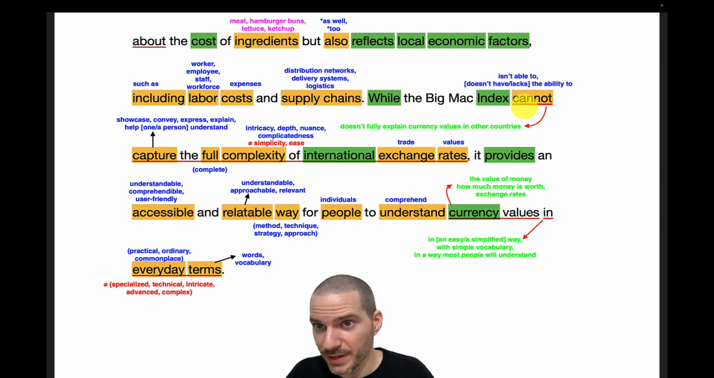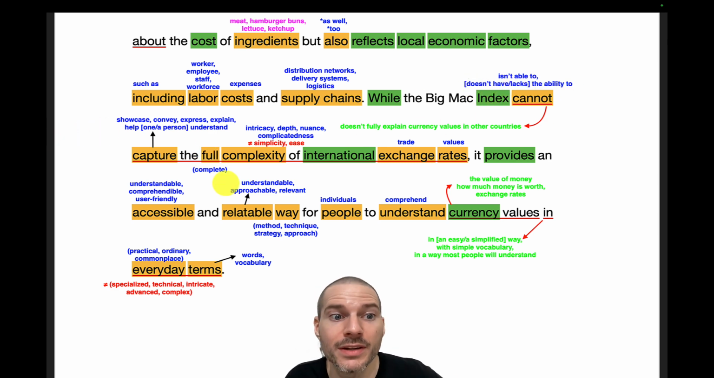While the Big Mac Index cannot capture, so let's start with cannot here. Can is a verb. The adjective for can is able, and the noun for can is ability. You use them all different ways though, and I want to show you how to use them. While the Big Mac Index isn't able to capture, see, that's how you use able. Or I can say doesn't have the ability to capture, or lacks the ability to capture. So these are all different ways to use it. Now capture, come over here. Showcase, convey, express, explain, help one understand, help a person understand.